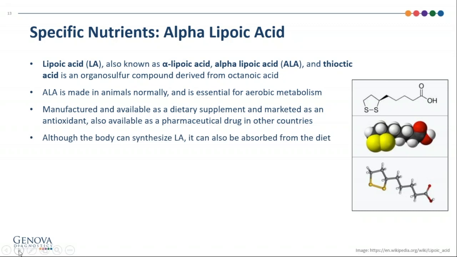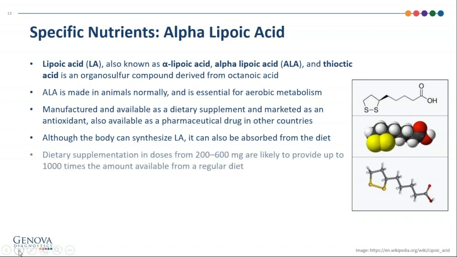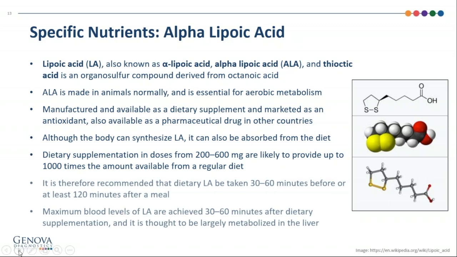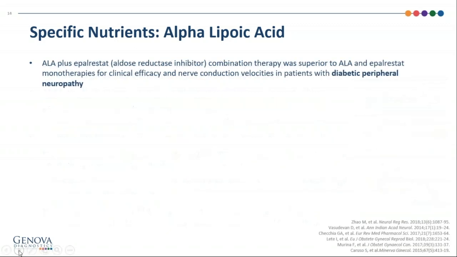Now, it turns out that alpha lipoic acid in some countries is considered a pharmaceutical drug, and it is also manufactured as a dietary supplement in this country. The body can produce alpha lipoic acid, but it can also be absorbed from the diet. And this is what's interesting about it. It's not a huge dosage that most people need, because even doses as low as 200 milligrams can provide up to 1,000 times what an individual would get from their regular diet. And this also gives some information about how you should administer alpha lipoic acid and when the peak levels are reached. So what about the research?